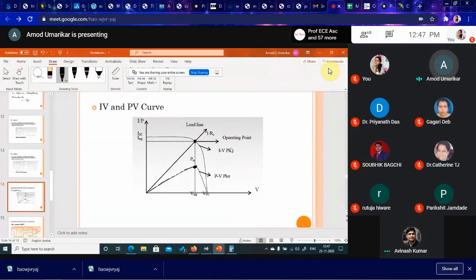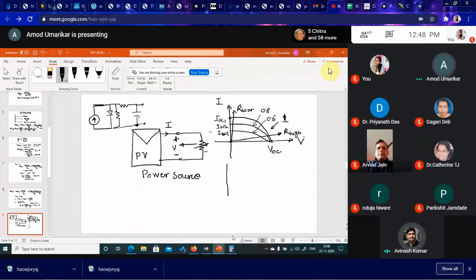We can't change resistance, correct? Load is fixed. We cannot vary load. If you are giving some load, we cannot vary that load. So what can we do then? What is our first goal? We have to collect maximum power from the PV. To achieve that, of course, we want to extract the maximum from the system.